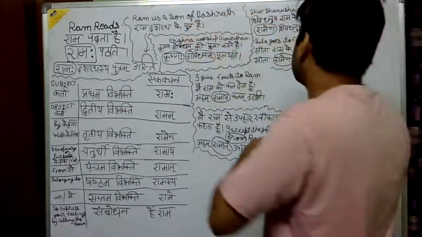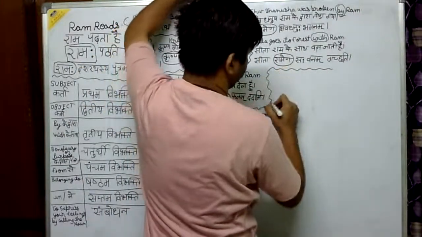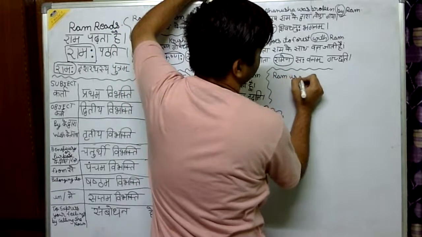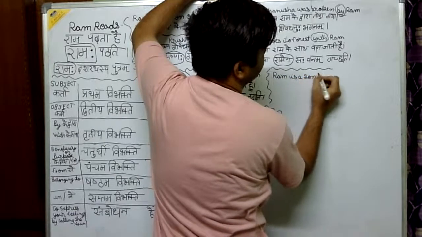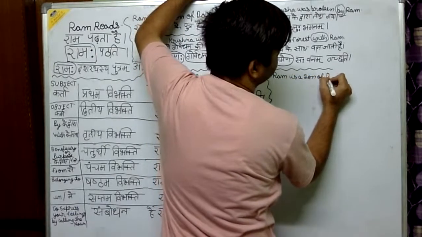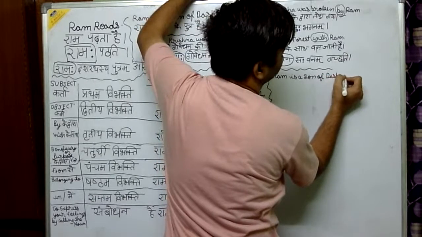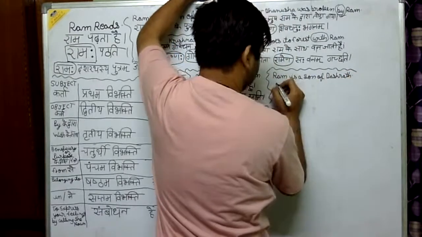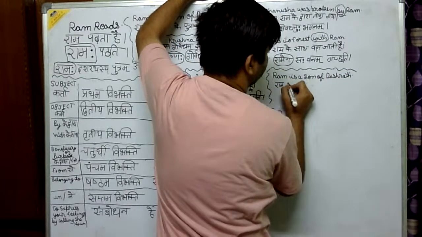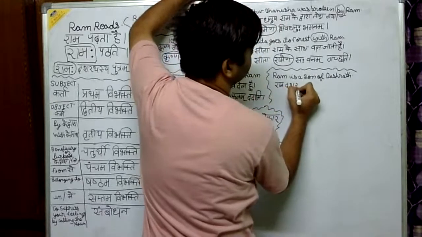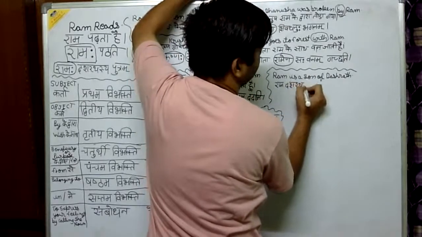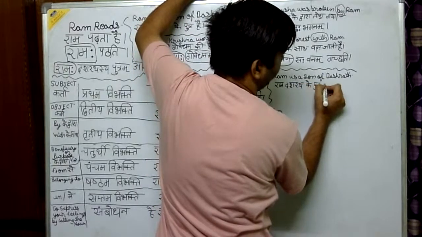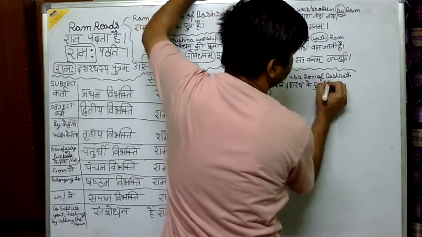I am again writing the same sentence here. This is a very simple sentence. Ram is a son of Dashrath. Ram, Dashrath ke putra hain.